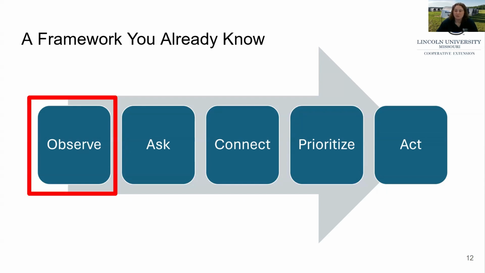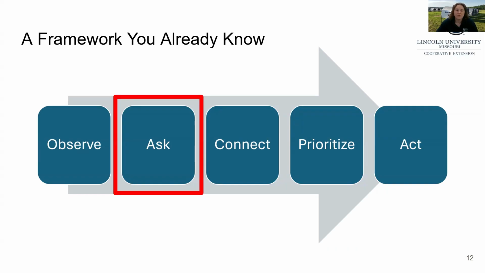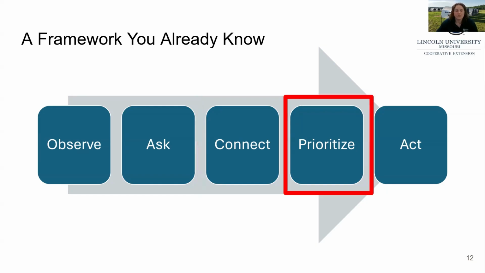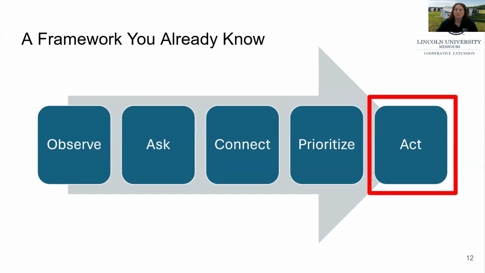When we're looking at observe, we want to know what is actually happening. When we're looking at ask, we want to know what else do we need to know. Connect, we look at what those observations and those answers are telling us. Prioritize, we look at how much this matters. How severe is it? Does it need to be addressed now? Can it wait? And then act. We decide what should happen next, or at least what we should recommend to the producer.